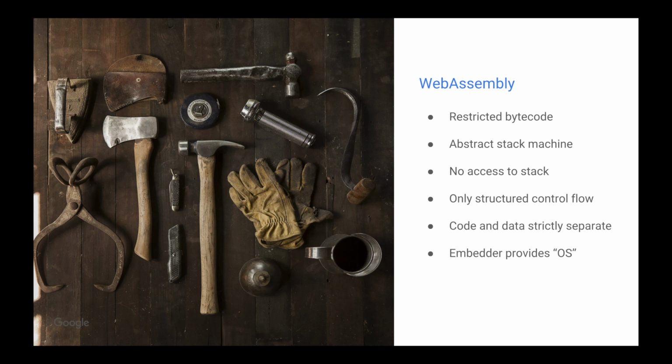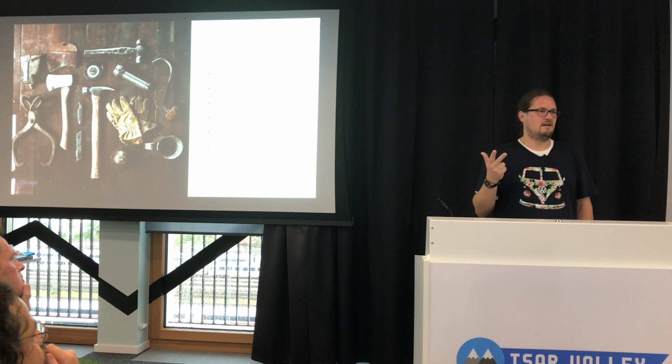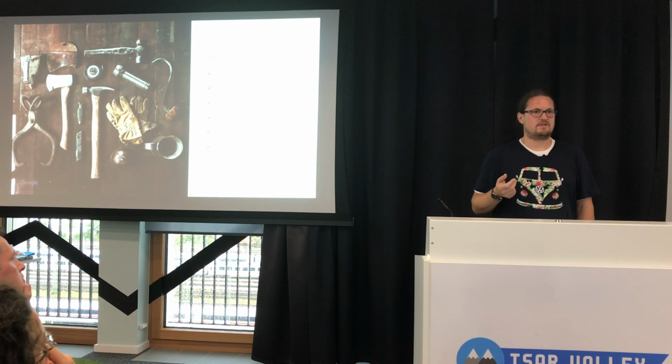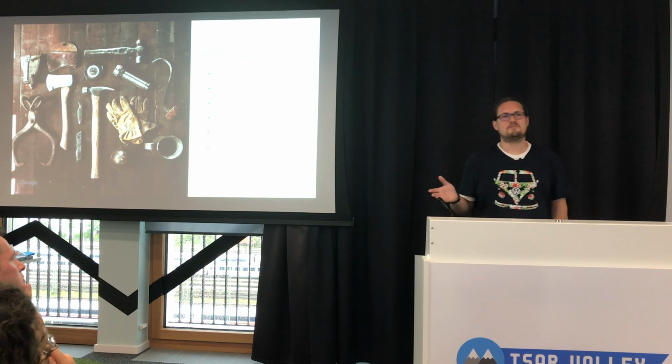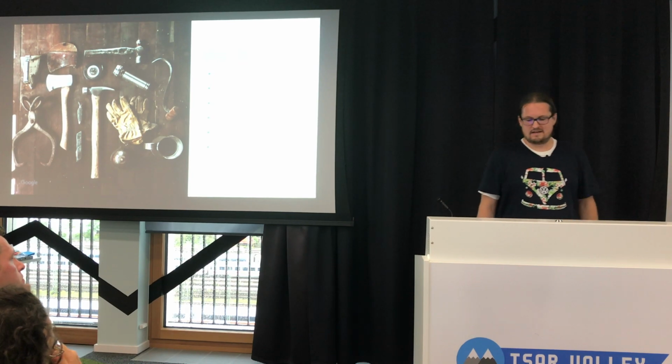You don't actually have access to your stack. Right? So if you do function calls, you cannot actually find out who called you, which arguments are on the stack. There's no way of traversing this. This is all hidden from your code. And that's a great security feature. You only have structured control flow. Right? So you have loops, you have if statements, and you have a switch. But that's it. You cannot just jump anywhere inside of your function. And this will become interesting because that, of course, makes it difficult to compile C++ where you can do this.